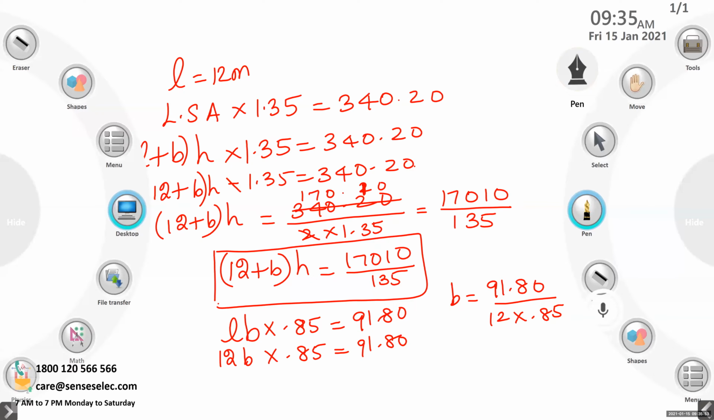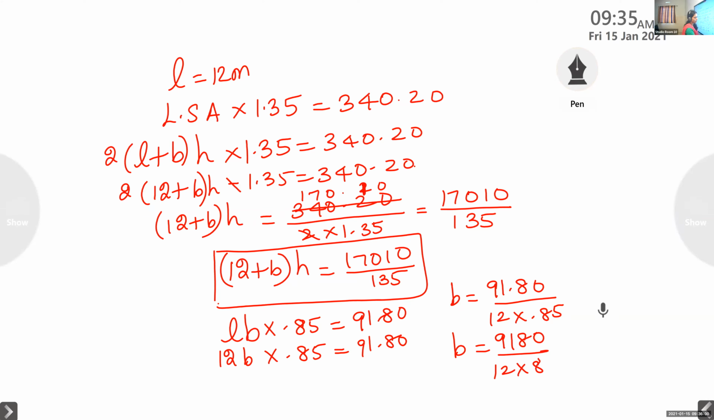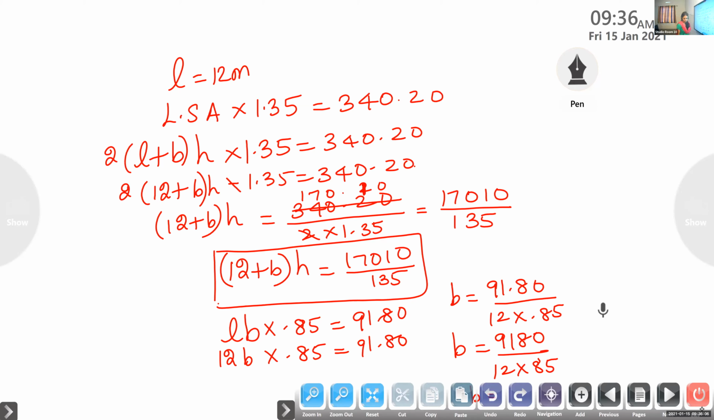So what is the breadth? Breadth is here 9180 by 12 into 85, isn't it? When you simplify this, what is the value of the breadth? Did you calculate the breadth? 9. Yes, very good, Anila Mohanan. Breadth is 9.